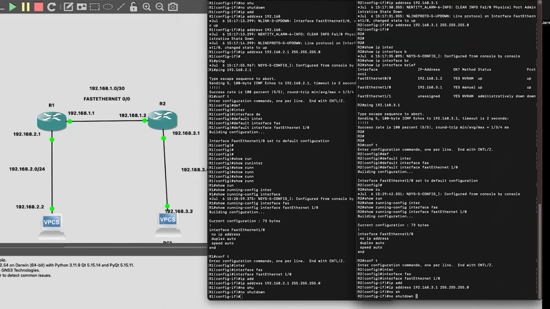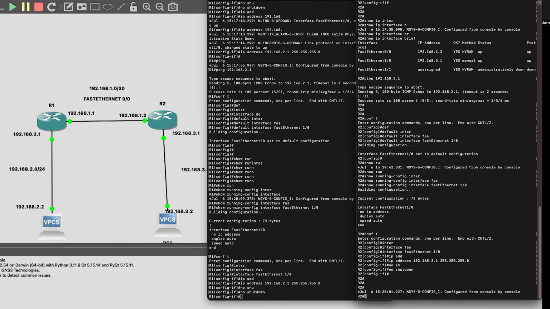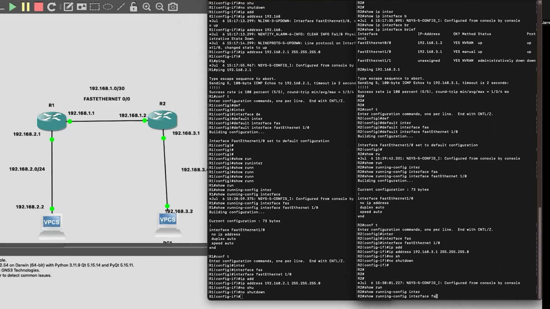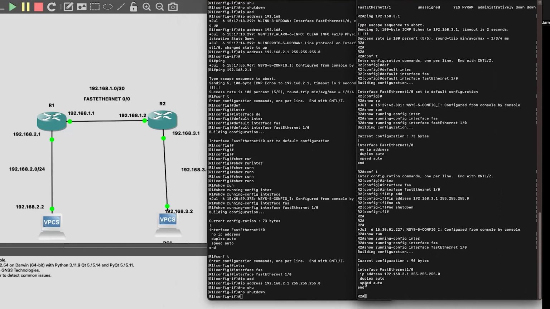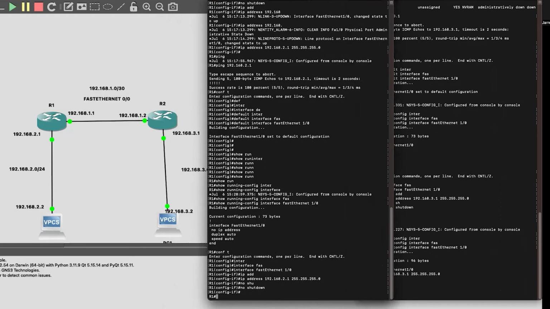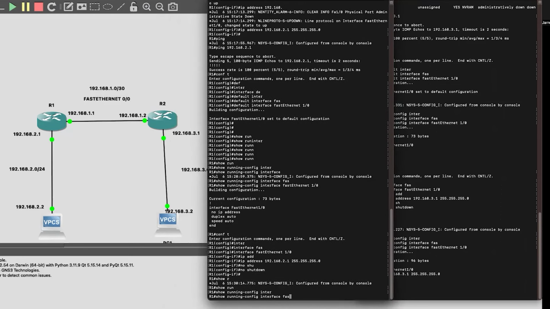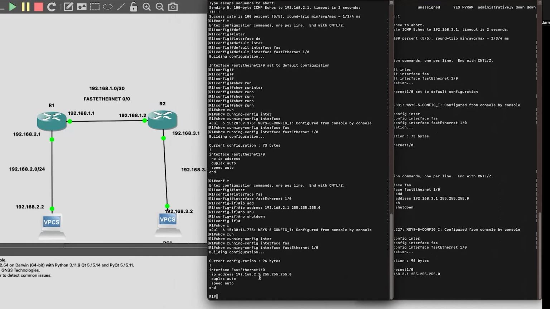And no shut. Boom. Remember to verify your configurations. You just do show run interface fast 1.0. 3.1, that matches what's in the diagram. Let's go over to R1, show run interface fast 1.0. 2.1, that matches what's in the diagram. All right, now comes the magic with routing.